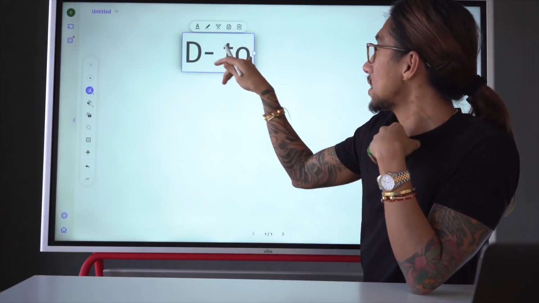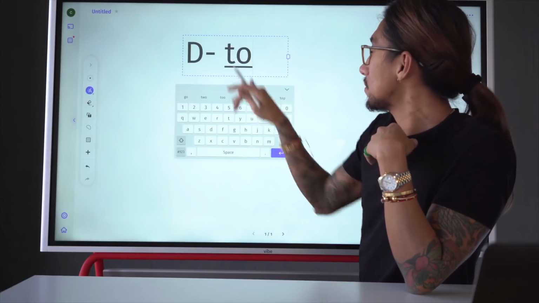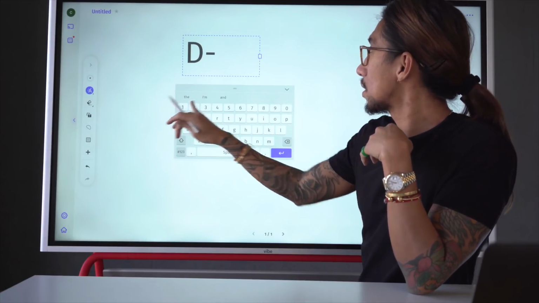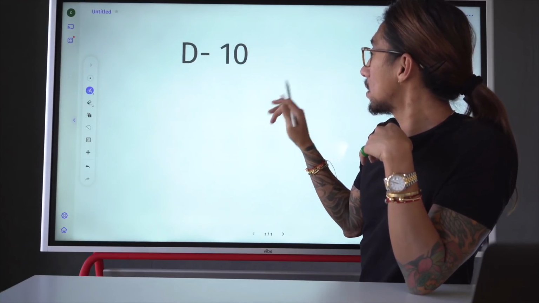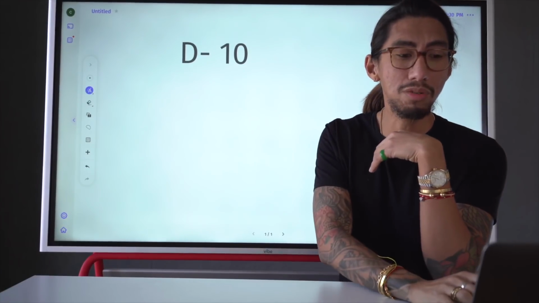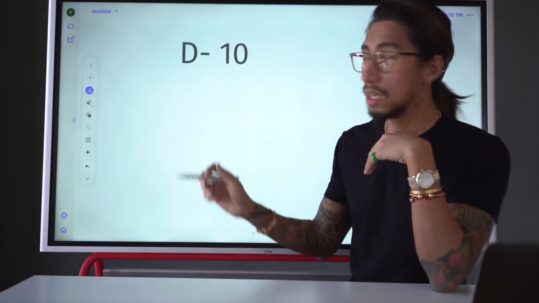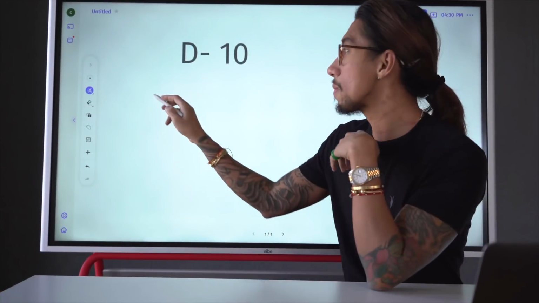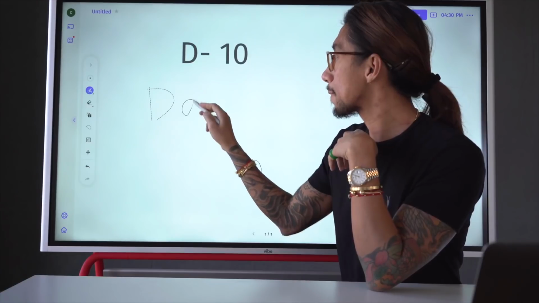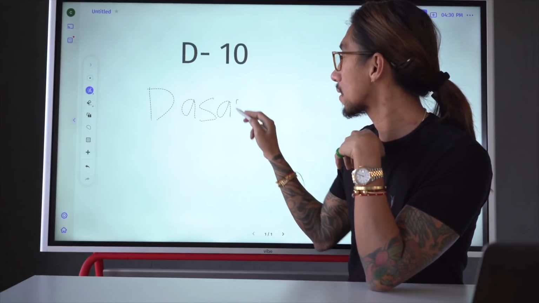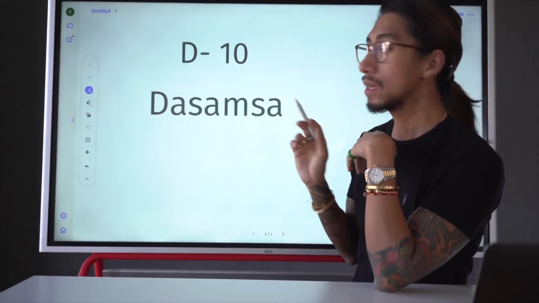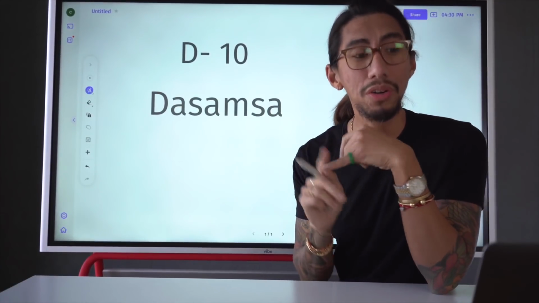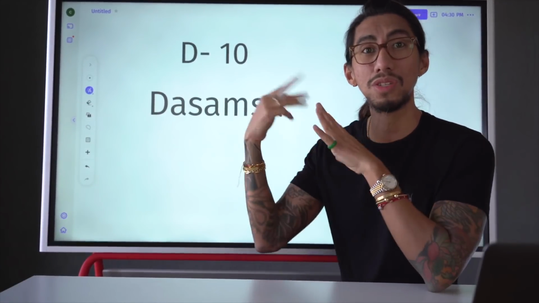For some reason, it does not. D10. Okay, so the D10 is related. This is important again because this is your Dashamsha. Dashamsha is related to our career, activities, achievements in society.